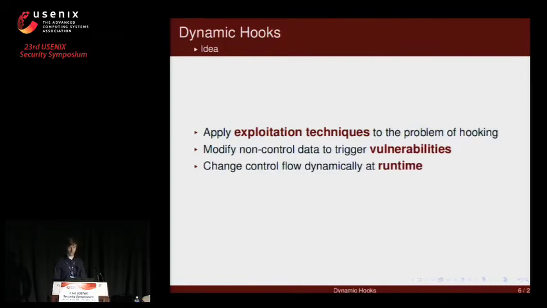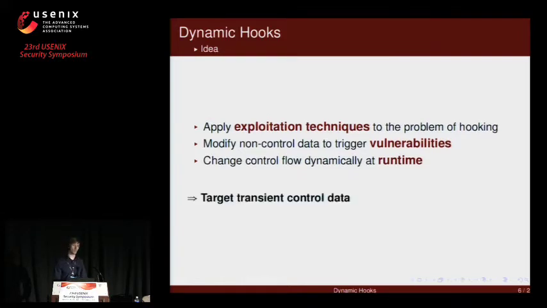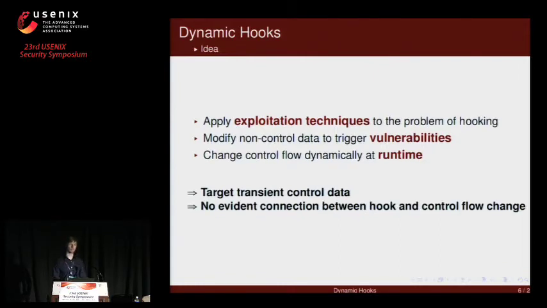Through this approach, we can actually achieve two things. First of all, we can target transient control data. Since this data will trigger a vulnerability every time it's used, we can implement a reliable hooking mechanism using transient control data. And secondly, there is no evident connection anymore between the data we modify and the control flow change, since we now modify normal data and no longer control data, which makes it a lot more difficult to detect those hooks.